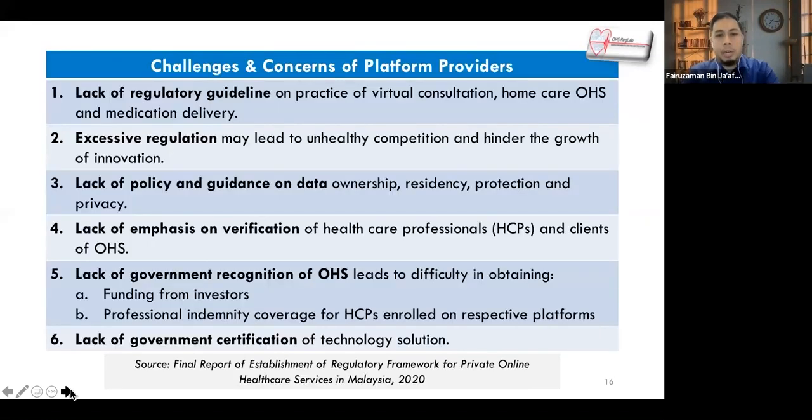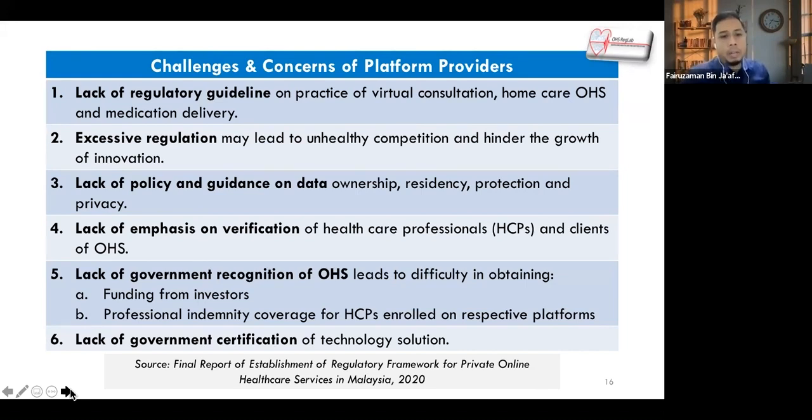For the challenges and concerns of the platform providers, there are many. Firstly, there is a lack of regulatory guideline on practice of virtual consultation, home care, OHS, and also medication delivery. Second, excessive regulation may lead to unhealthy competition and hinder the growth of innovation. That is why we like to collaborate with them to co-create the regulations. Third, lack of policy and guidance on data ownership, residency, protection, and privacy, especially with medical data, which is very sensitive and needs to be controlled and regulated.